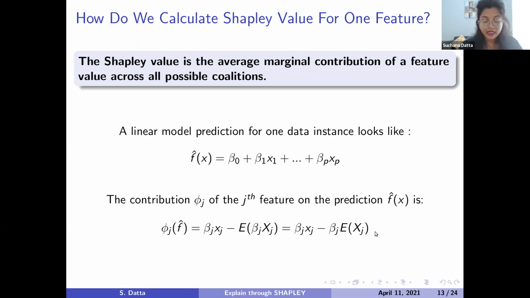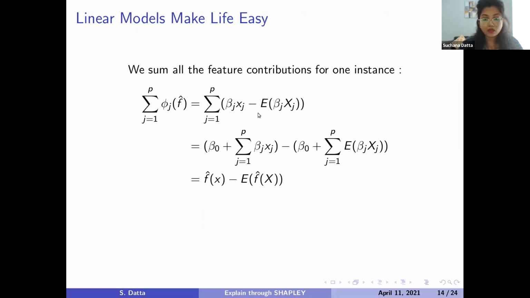Now we know how much each feature contributed to the prediction. If we sum all the feature contributions for one instance, x, this is the estimate for one single feature, and you sum over 1 through p for all the features, and you get the total feature contributions for one single instance, which is f of x minus E of f of x.